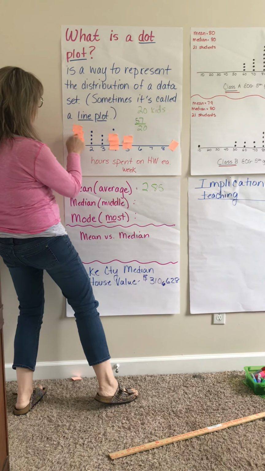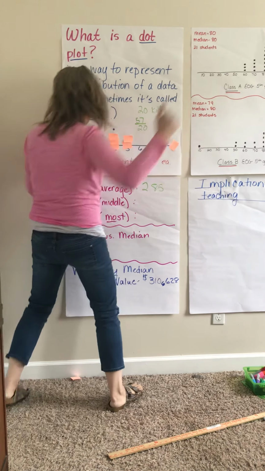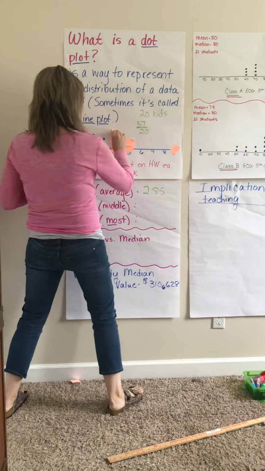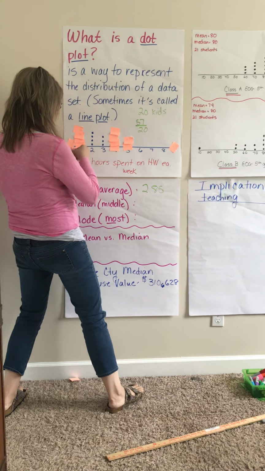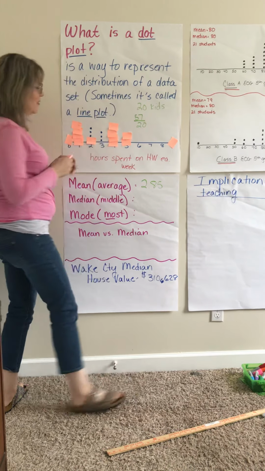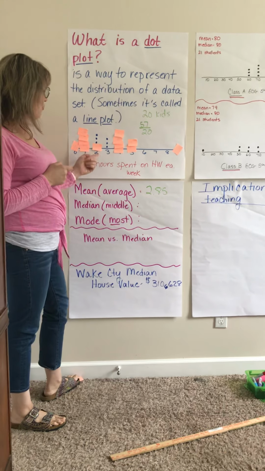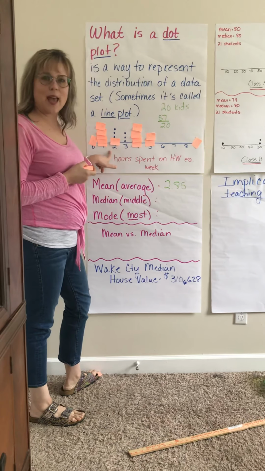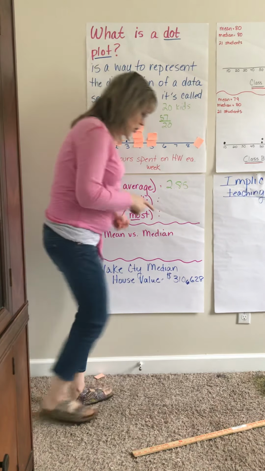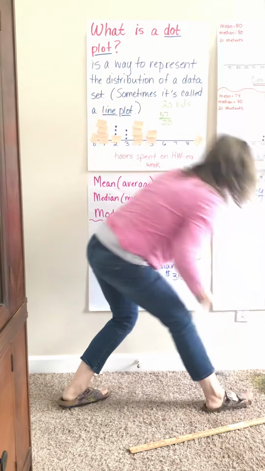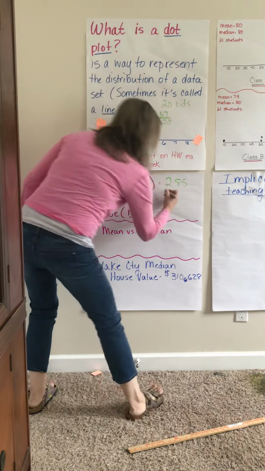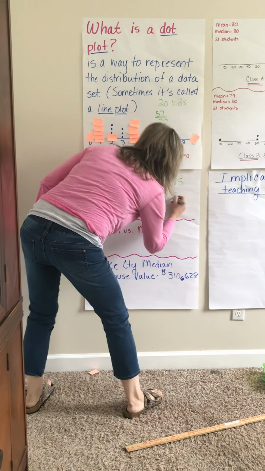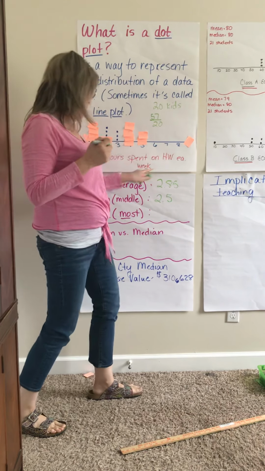1, 2, 3, 4, 5, 6. 1, 2, 3, 4, 5, 6. Okay, so then I have one here and then one here. All right. So I can now know that the median is 2.5, right? So I'm going to put that number down. The median is 2.5 hours spent on homework each week.